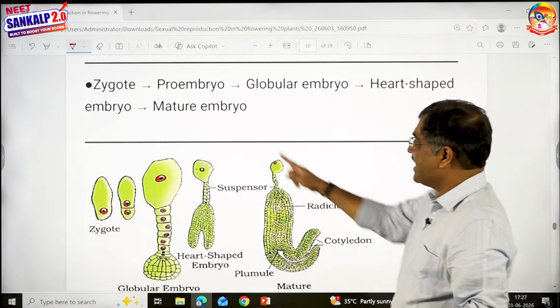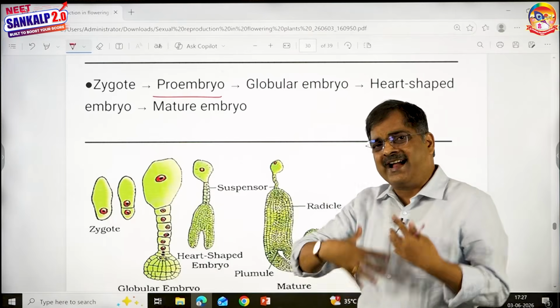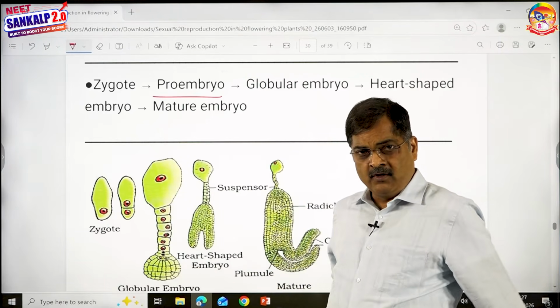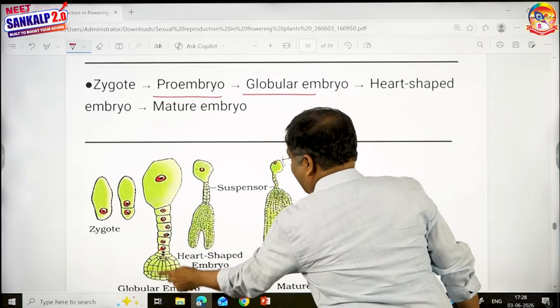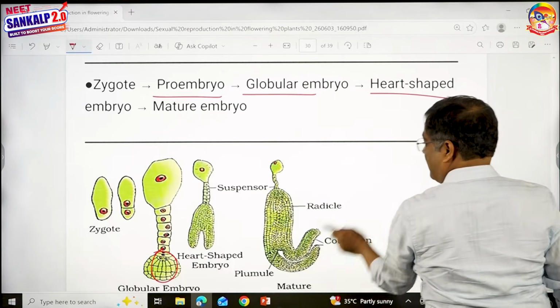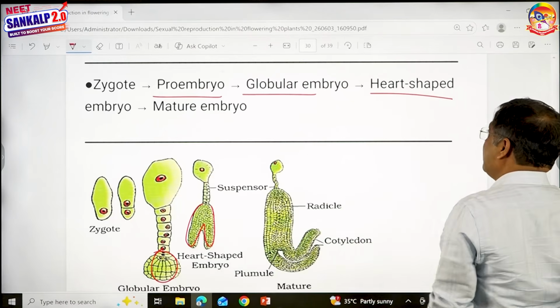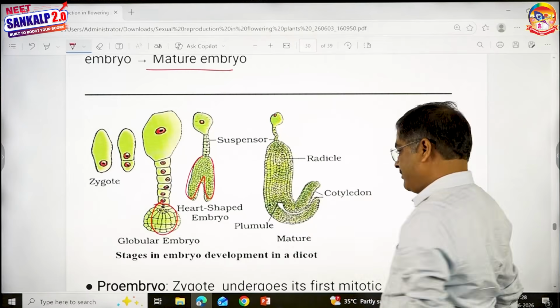Look here, children, first zygote. It develops into proembryo. Proembryo means that stage which has not transformed into any particular shape. All right. Then globular embryo. This is globular embryo. Then heart-shaped embryo. When you could see the cotyledon primordia, it becomes heart-shaped embryo. Then you see a mature embryo. This is the mature embryo.